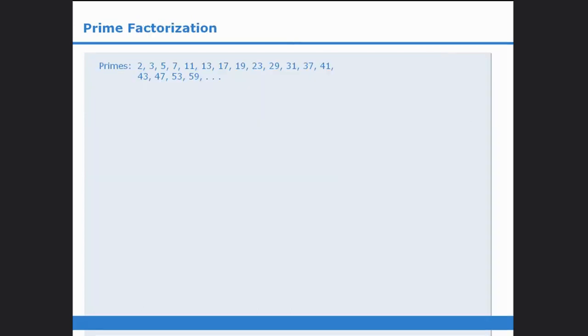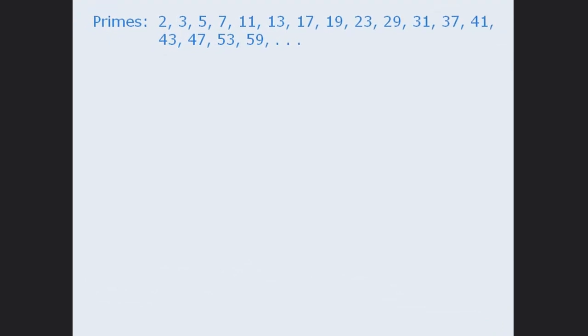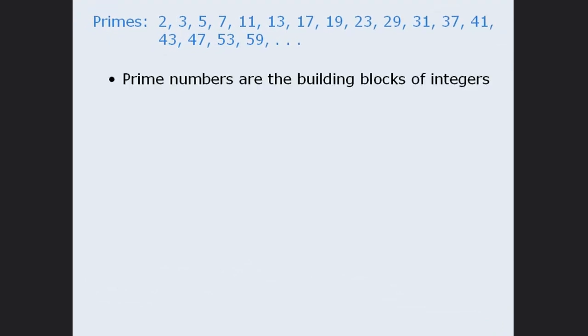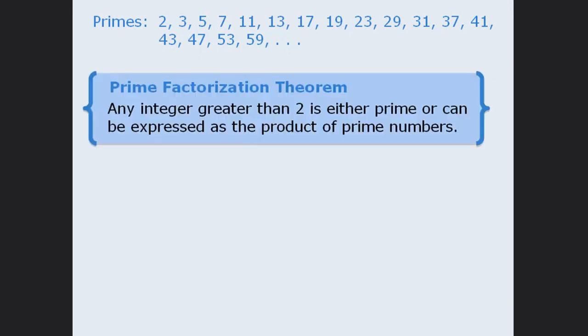In the last lesson, we examined prime numbers. During that lesson, I suggested that prime numbers are the building blocks of all integers. Now, the meaning of that statement is best illustrated by the following theorem. It says that any integer greater than 2 is either prime or can be expressed as the product of prime numbers. So, for example, 21 can be expressed as 3 times 7, where 3 and 7 are both prime numbers. We call this the prime factorization of 21. Similarly, 60 can be written as 2 times 2 times 3 times 5, where all of the numbers are prime.